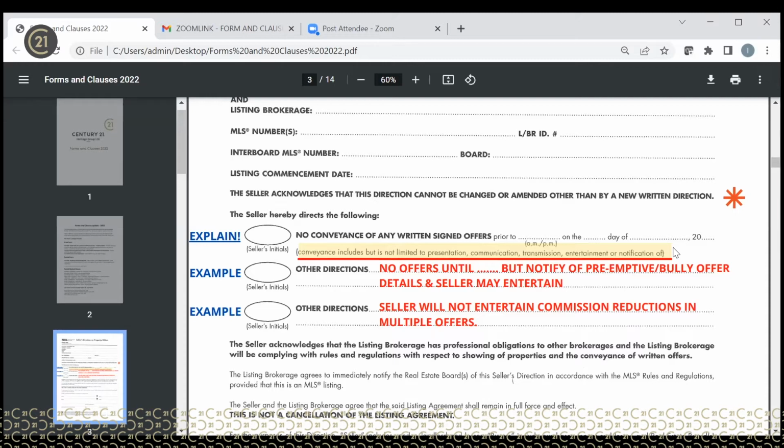Another example of holding off seller's written direction would be if the seller is directing that during multiple offers, there will be no reductions in commissions. You explain to them that would give everyone a level playing field, and it will stop any offers from backing away because of an unfair competition. So if that is something that you and your seller decide on, here's the spot where you would put that in writing.